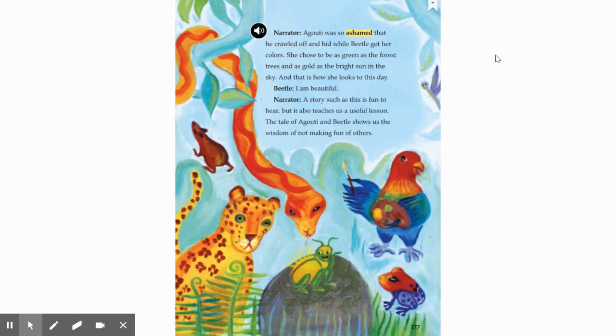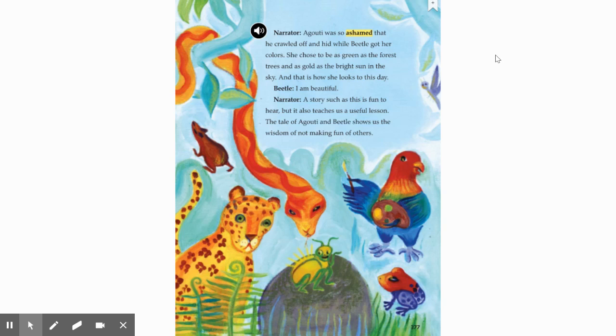Agouti was so ashamed that he crawled off and hid while Beetle got her colors. She chose to be as green as the forest trees and as gold as the bright sun in the sky. And that is how she looks to this day. I am beautiful. A story such as this is fun to hear, but it also teaches us a useful lesson. The tale of Agouti and Beetle shows us the wisdom of not making fun of others.